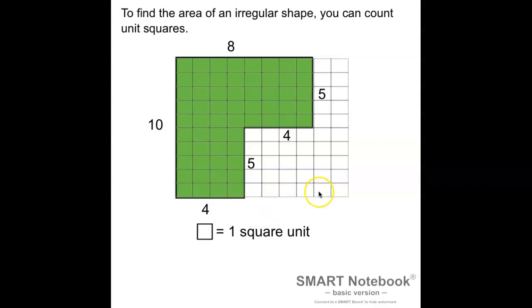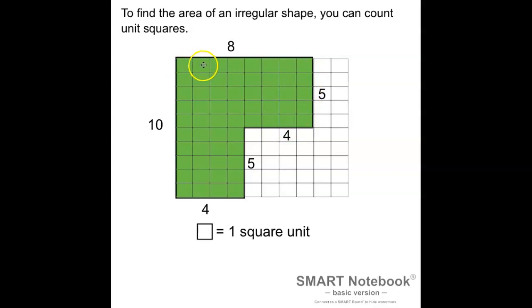So if you have grid paper, you can always draw your shape on grid paper. However, right now we have the grid paper and we're just going to count the unit squares. I'm not going to count for you out loud because you know how to count, but I'm telling you that if I counted all of them, it would be 40 square units.